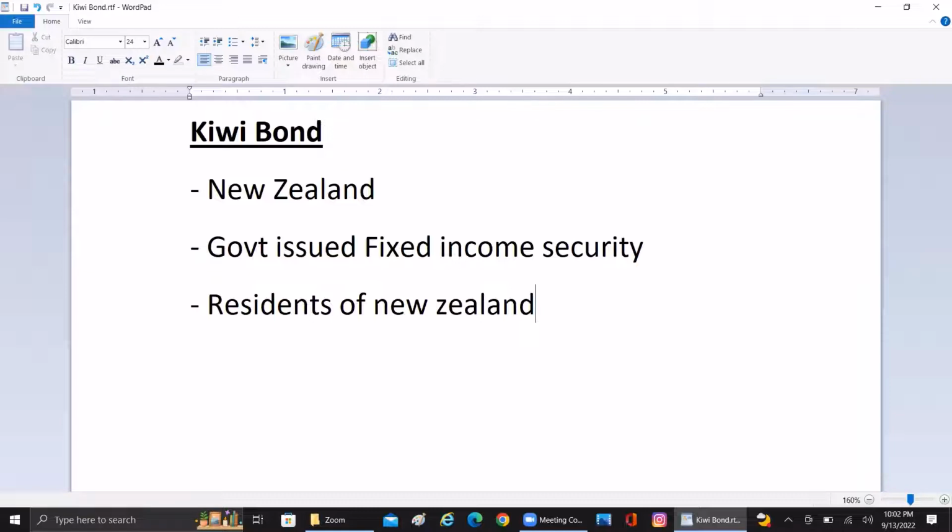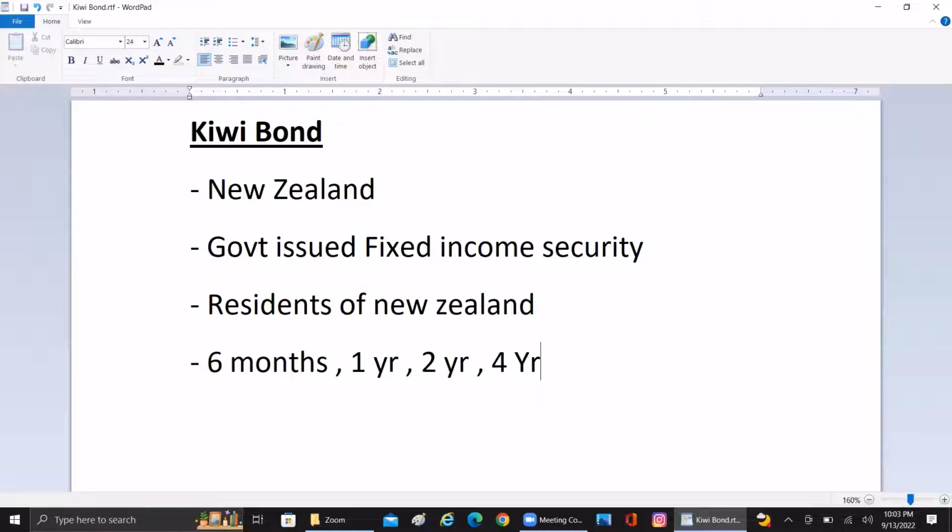The maturity date for these bonds varies from 6 months to 4 years. So 6 months, 1 year, 2 years, and 4 years. These are the maturity dates for the bonds available. So starting from a period varying from 6 months to 4 years, anyone can invest in these Kiwi bonds.